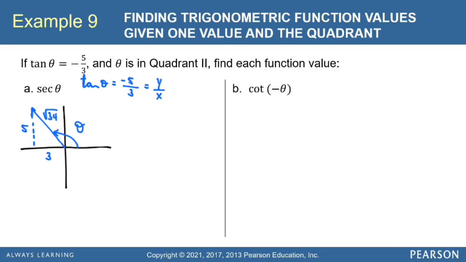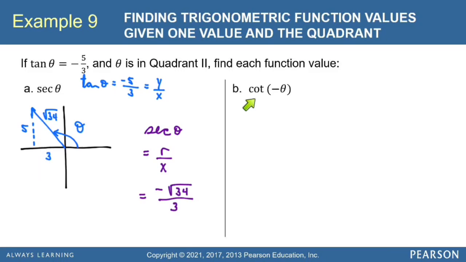Okay, now to find the secant, we know that the definition of secant is r over x. And we know that for a quadrant 2 angle, only sine and cosecant are positive, so secant's going to have to be negative. So secant of theta for this angle is going to be negative r over x. So that's negative square root of 34 over 3.